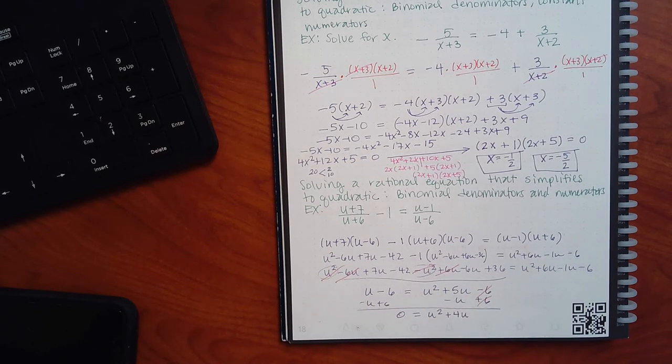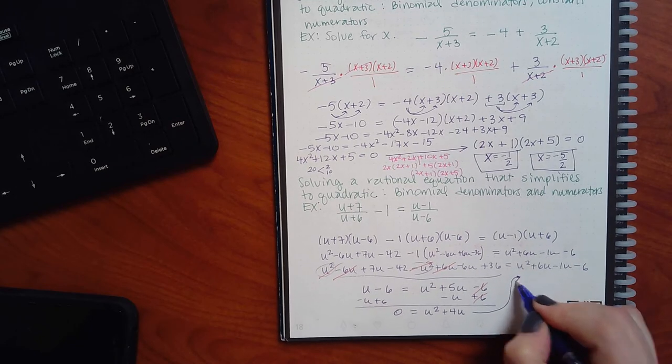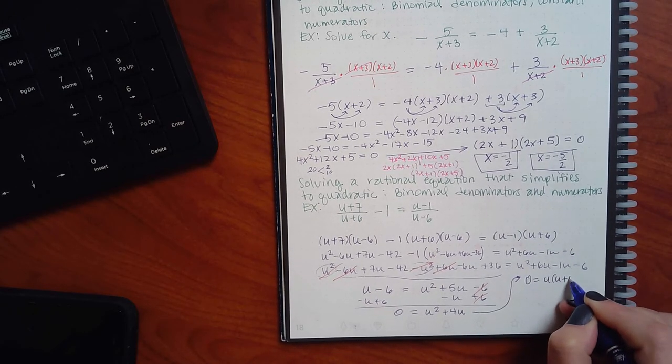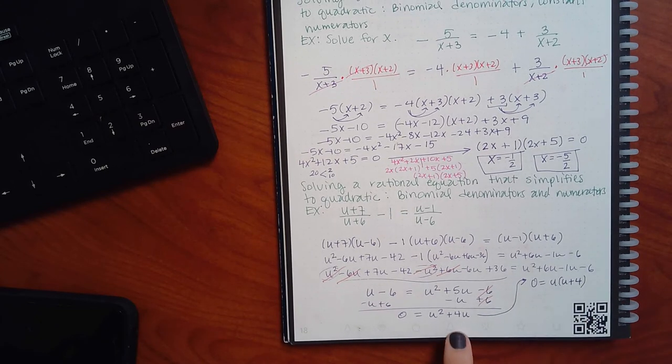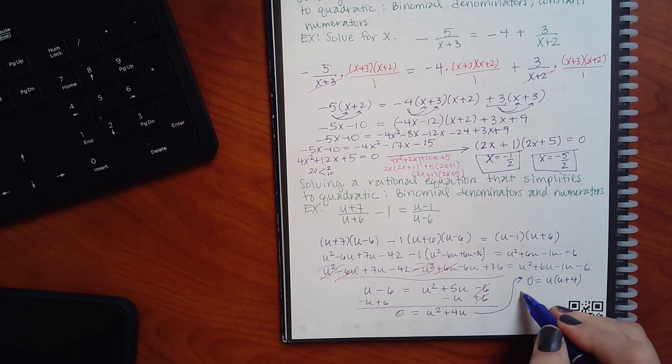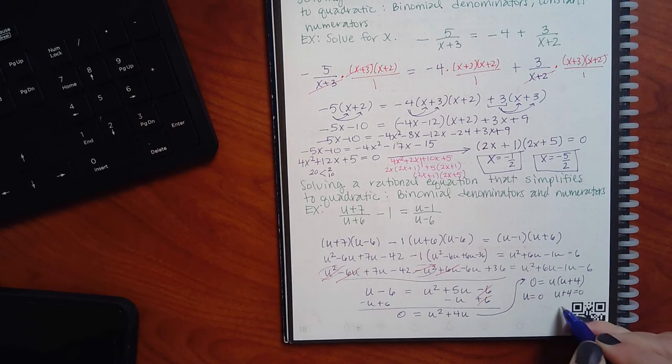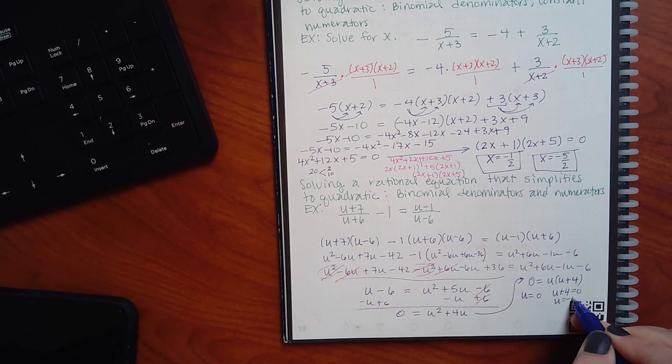So you have u in common? So I'm going to jump over here. I have u in common, you got it? U plus 4. I'm only factoring out the u. So then I get u equals 0, u plus 4 equals 0, and u equals negative 4.